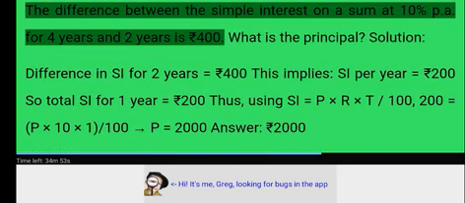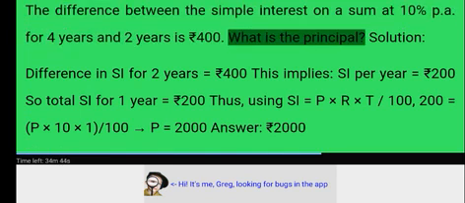The difference between the simple interest on a sum at 10% per annum for 4 years and 2 years is 400 rupees. What is the principal? Solution.